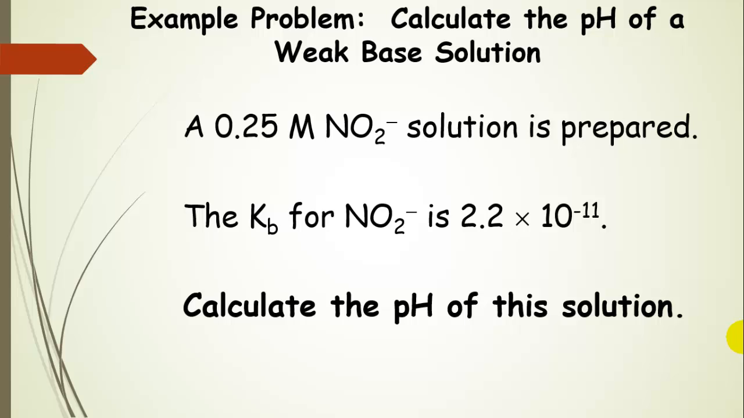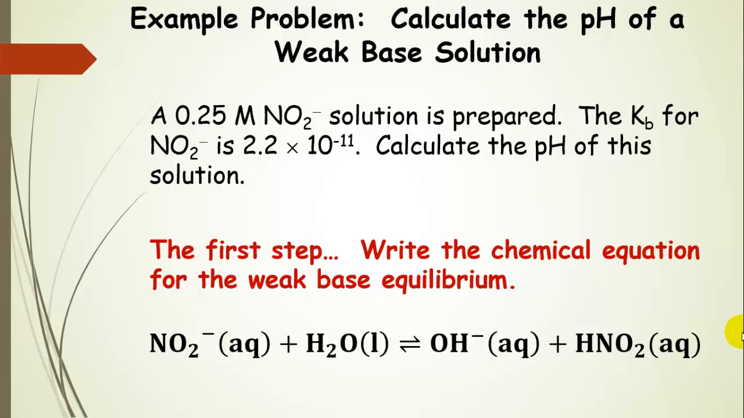So here's our example problem. We're going to start with a 0.25 molar nitrite solution, which is a weak base, and the Kb for nitrite is 2.2 times 10 to the negative 11, and we're going to calculate the pH. Again, the first step, write the chemical equation for the weak base equilibrium. These problems are always going to start this way. So let's take this nitrite and we're going to put it in water, and that's a weak base. It's going to produce hydroxide.